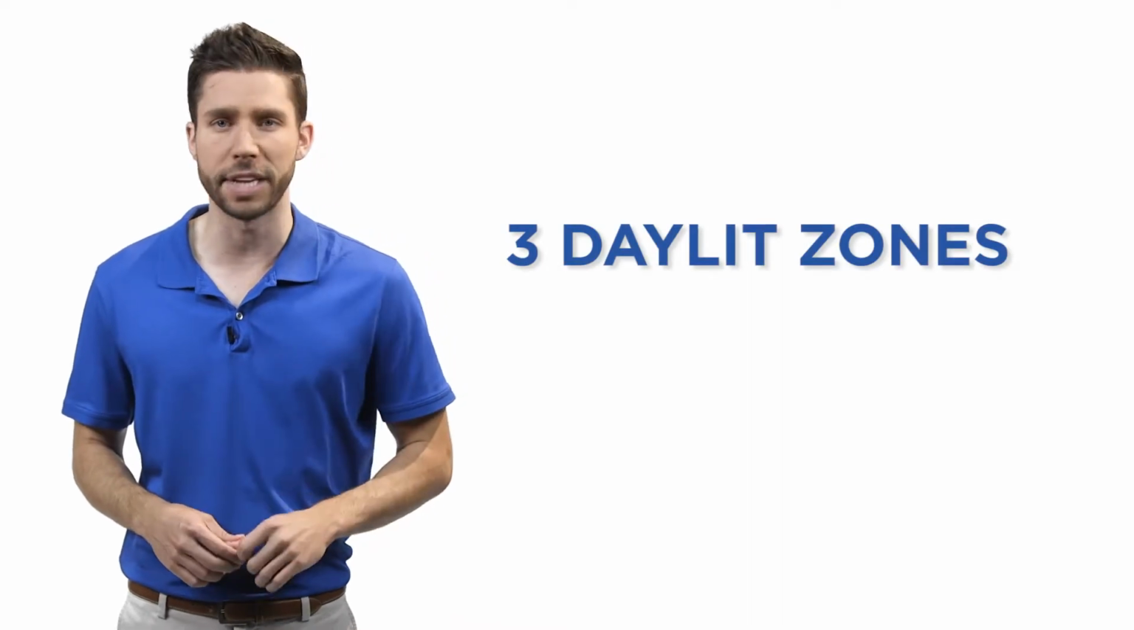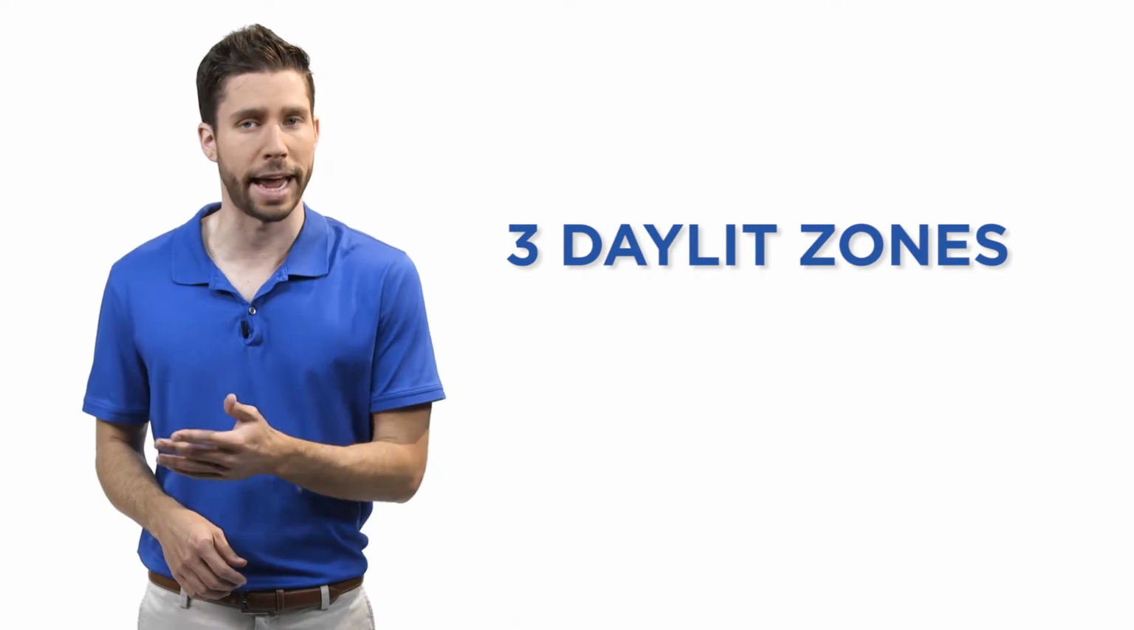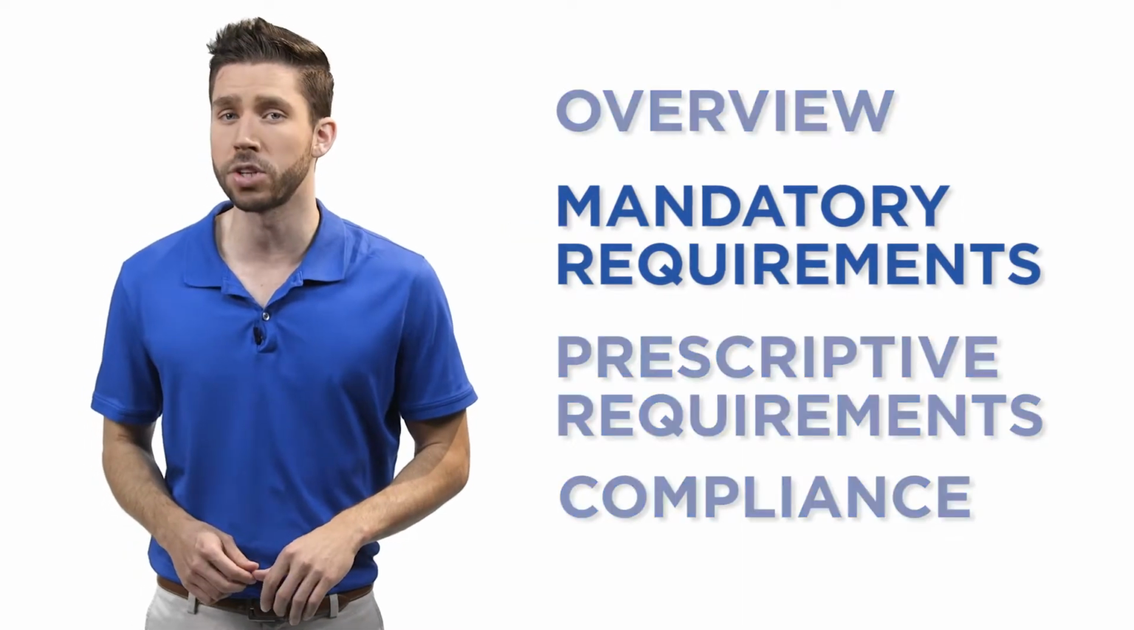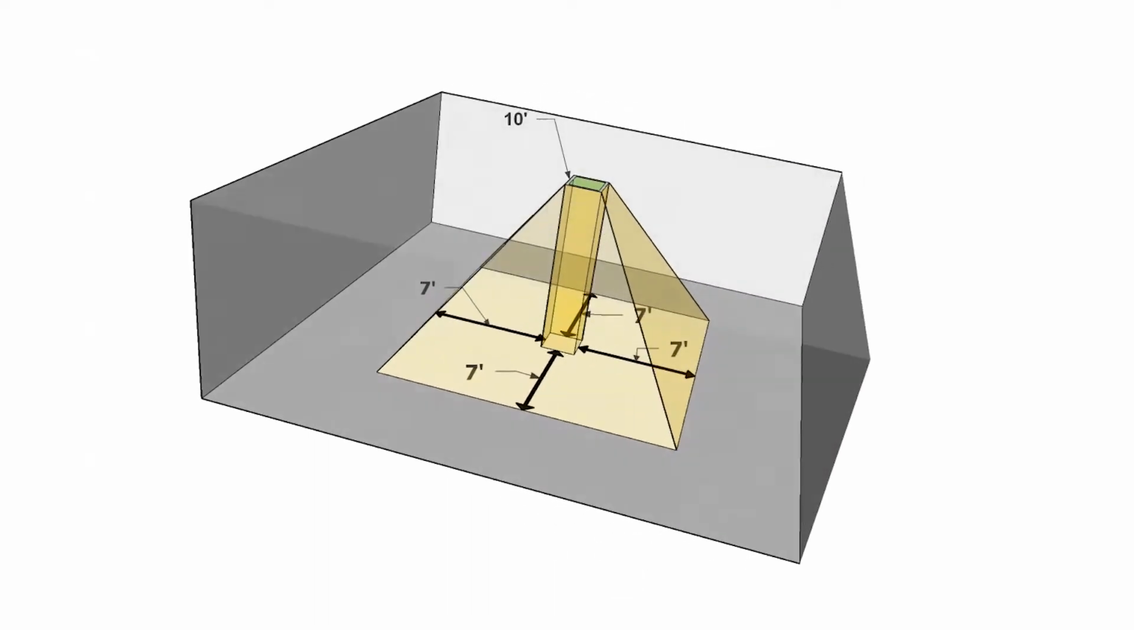The 2016 Energy Standards define 3 types of daylit zones. These daylit zones must be shown on building plans. Now let's discuss mandatory requirements. Skylit daylit zone refers to an area under a skylight.